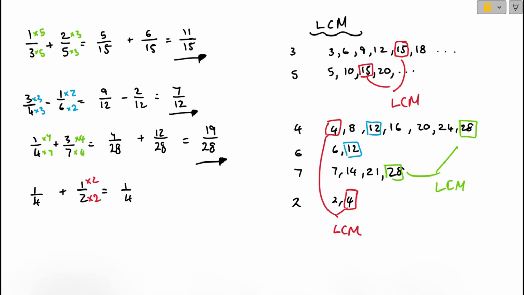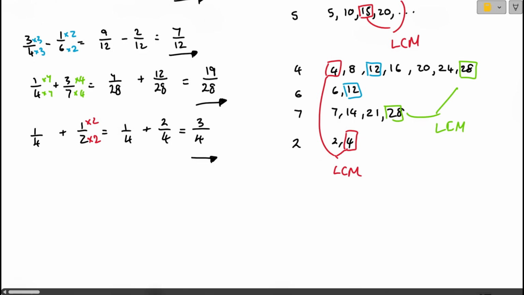So if I were to rewrite this, we'll have 2 over 4. So 4 plus, oh wait, sorry. The denominators remain the same. And let's just go ahead and add the numerators. Cool.